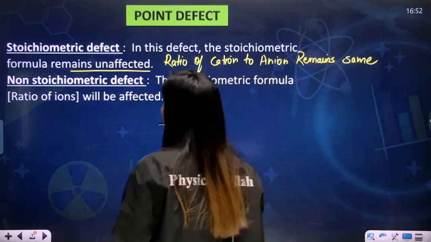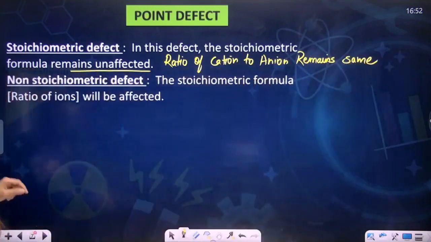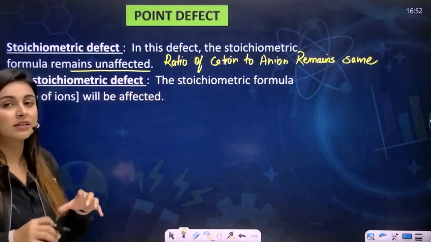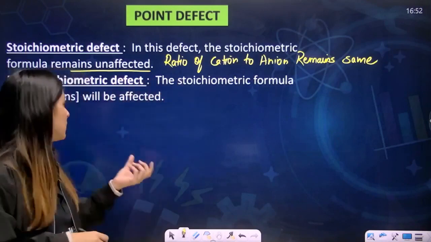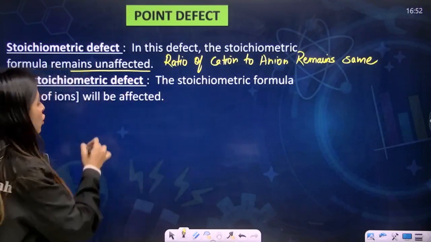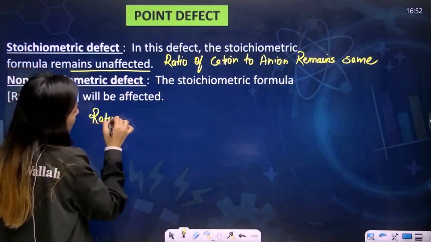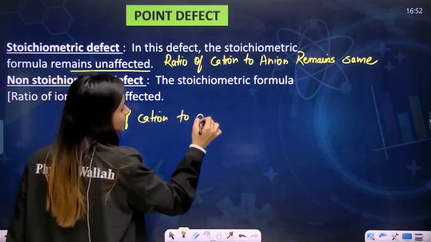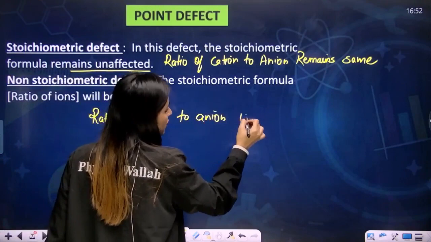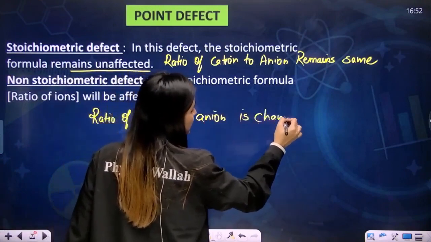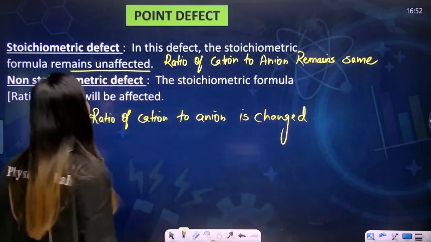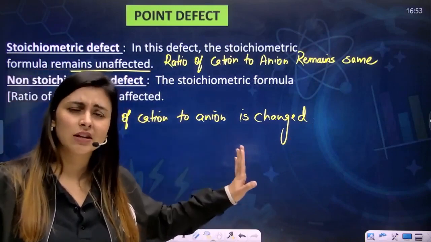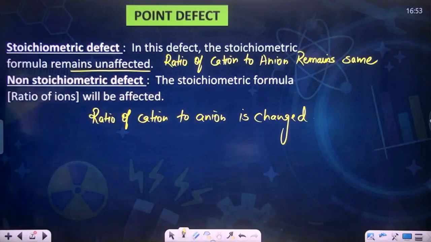Now let's talk about the non-stoichiometric defect. The stoichiometric formula, that is the ratio of your cation to anion, will be affected. So the ratio of cation to anion is changed. Then that would be known as your non-stoichiometric defect. I hope till now everything is very clear. It is very easy. Please write it down and then we'll move forward.